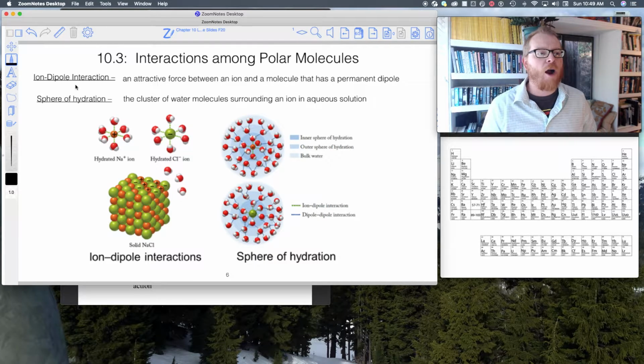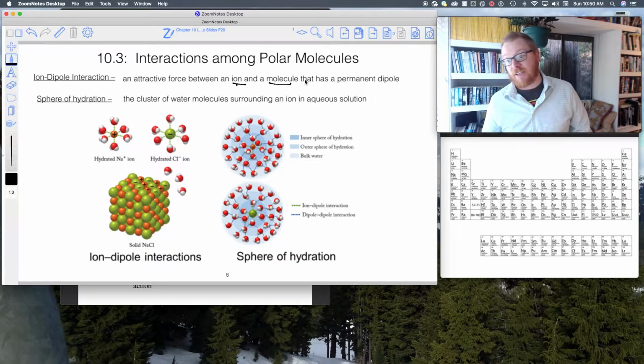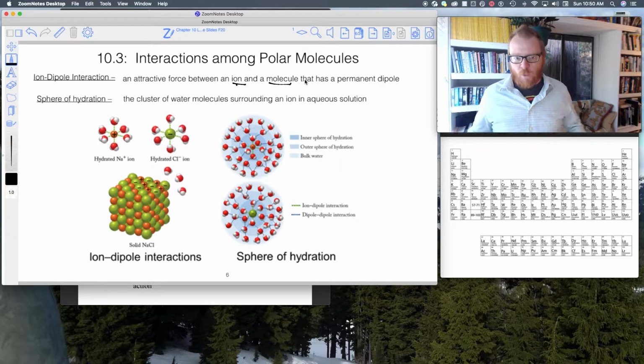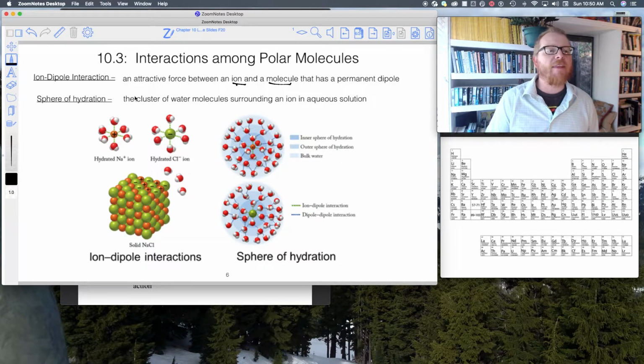So our ion-dipole interaction is an attractive force between specifically an ion and a molecule that has a permanent dipole moment. So ion-dipole, right? It's between an ion and a molecule with a permanent dipole. And then the sphere of hydration is, so specifically now, like in our ion-dipole interaction, if let's say we're talking about water and all of the commonly occurring ions that we might expect to be in water, we create something called the sphere of hydration, which is a cluster of water molecules surrounding an ion in aqueous solution.